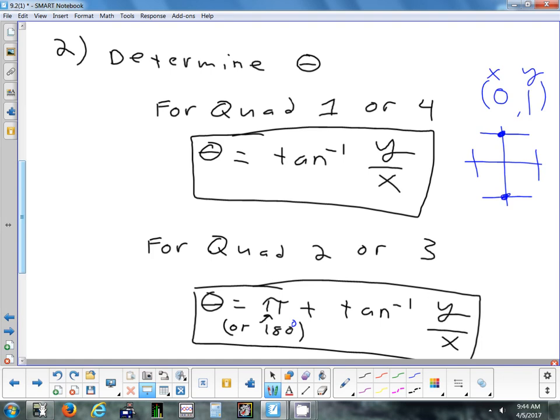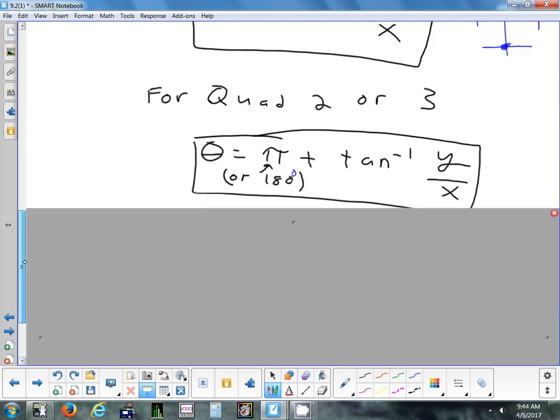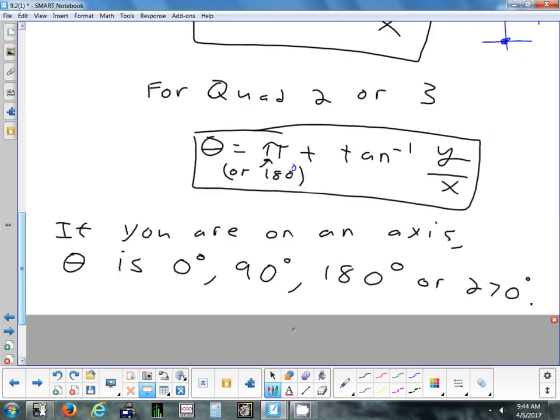Okay, so if it's on an axis, you don't use one of these formulas. You just have to memorize that the answer is one of those 4 numbers. If you're here, it's 0. That's 90. That's 180. That's 270.